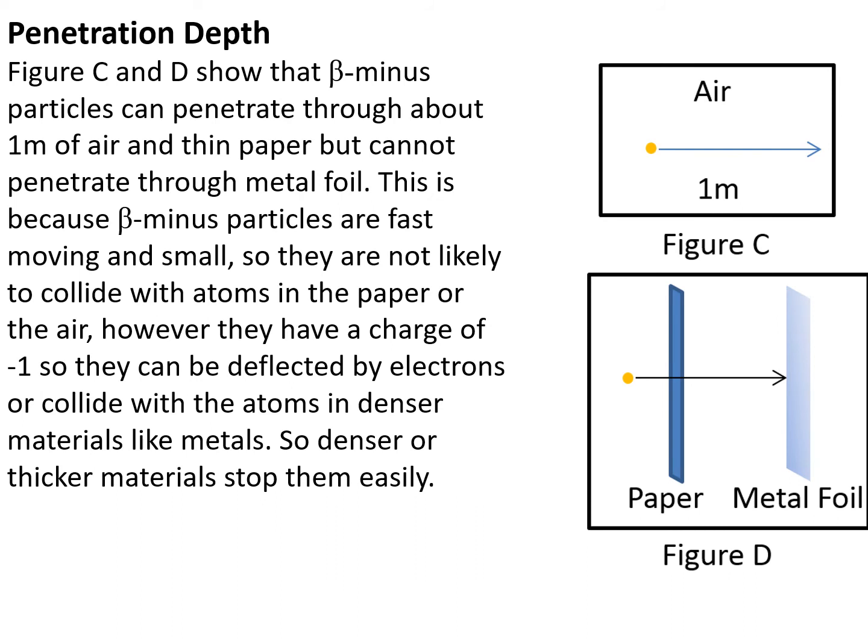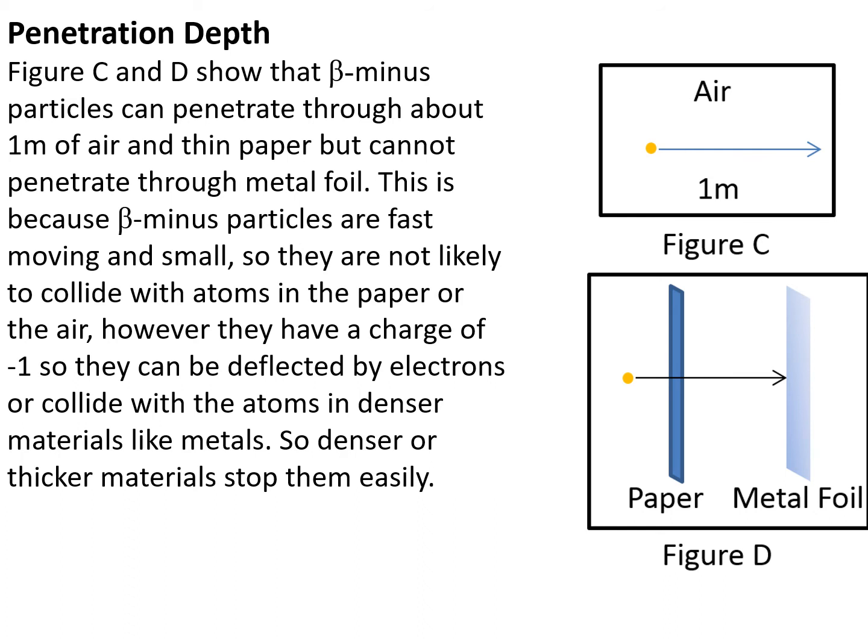Now let's look at the penetration depth of beta particles. Figures C and D shows that a beta minus particle can penetrate through about 1 meter of air, and it can penetrate thin paper, but cannot penetrate through metal foil. In fact, it's stopped by around 5 millimeters thick sheets of aluminium.